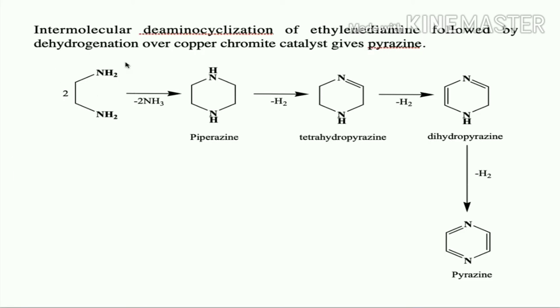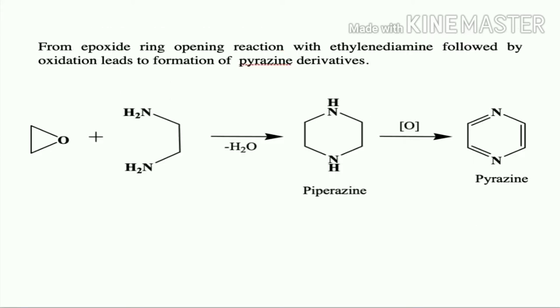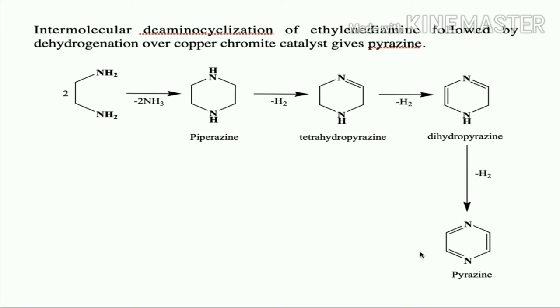Next is intermolecular deaminocyclization of ethylene diamine followed by dehydrogenation over copper chromate catalyst, which gives pyrazine. In the previous step also you got a pyrazine. Here also we are going to get unsubstituted pyrazine. How are we going to get unsubstituted pyrazine? From intermolecular deaminocyclization of ethylene diamine. Two molecules of ethylene diamine will react through a deamination reaction, so there will be loss of ammonia, and it is going to form piperazine.